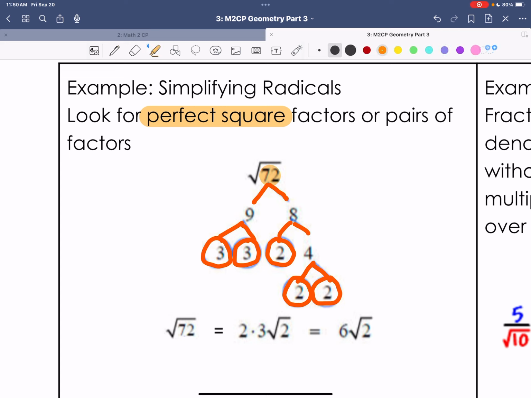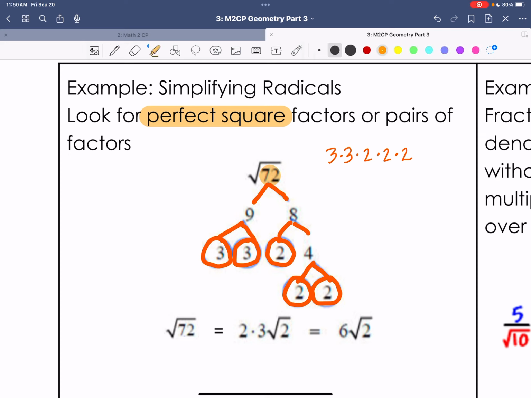So now what we're going to do is look for perfect square factors, or look for pairs of factors. So let's look here. I have 3, 3, 2, 2, and 2. Those are our factors. I'm going to write it out here just so you can see, listing it off to the side. So it's 3 times 3 times 2 times 2 times 2. You don't have to write it out like this all the time, but I'm just doing this to show you.